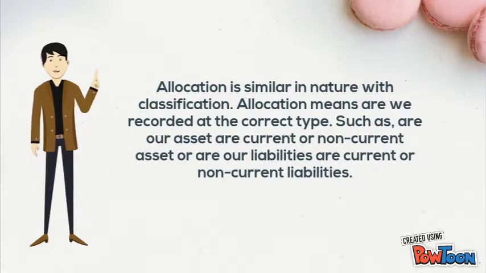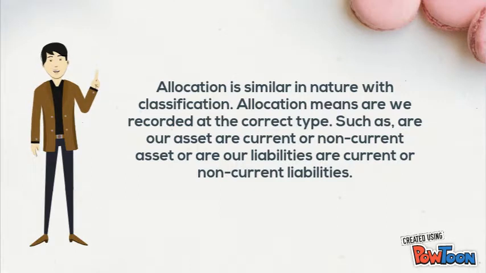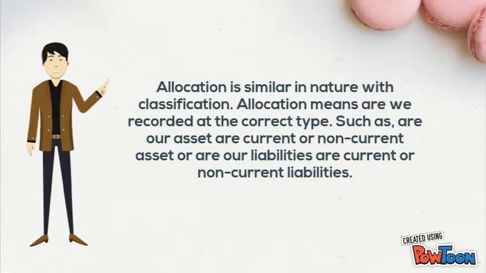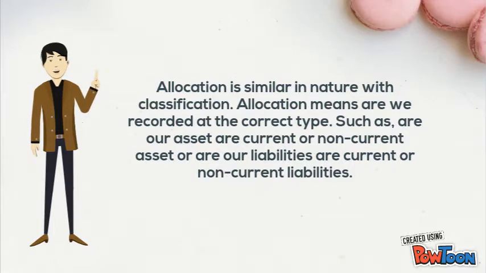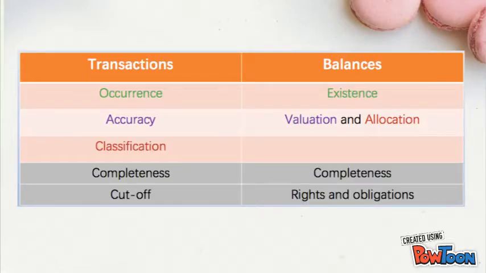Allocation is similar in nature to classification. Allocation means: are we recording at the correct type, such as are our assets current or non-current assets, or are our liabilities current or non-current liabilities. These are all similar assertions about transactions and balance items.